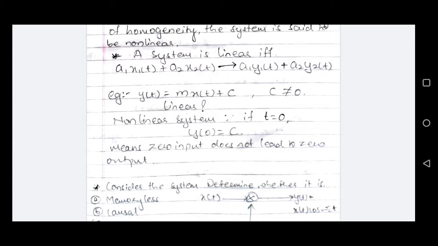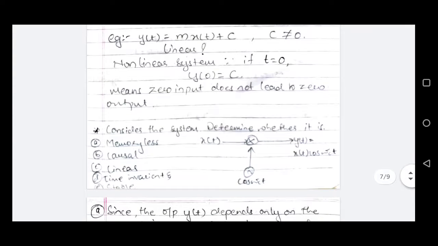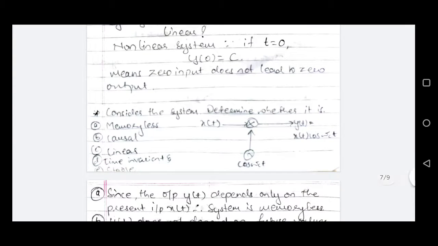Now, to understand all of these 6 properties for a system, let us consider a problem. Consider a multiplier system. X of t is the input, and one of the inputs to the multiplier is a cosine generator, cos of omega c into t. So the total output of the system y of t is x of t cos of omega c into t. Now we'll have to verify all the 6 system properties on this system.